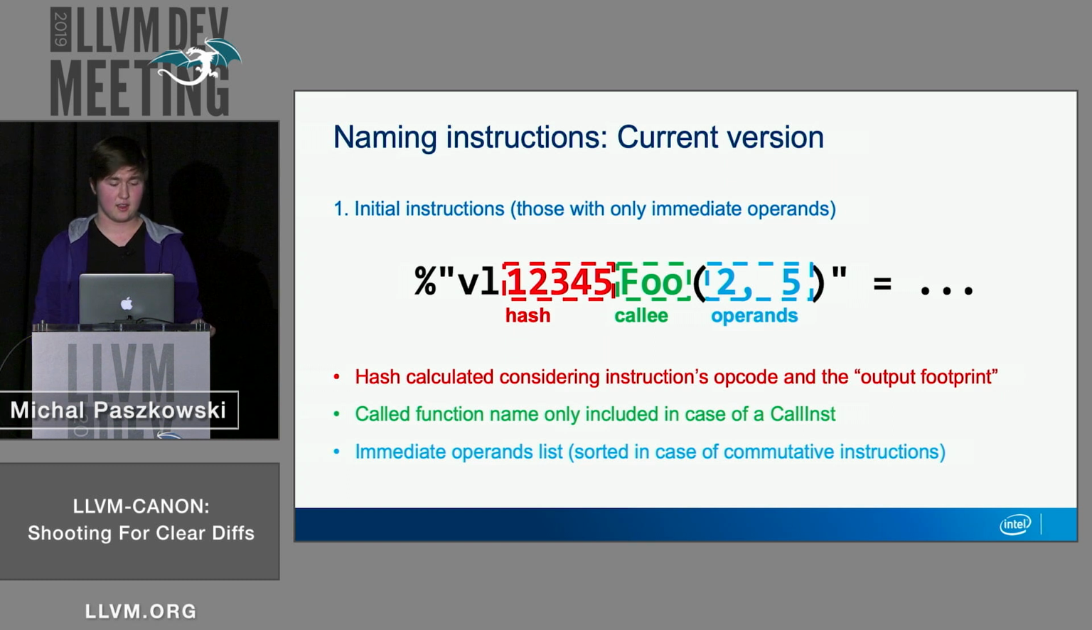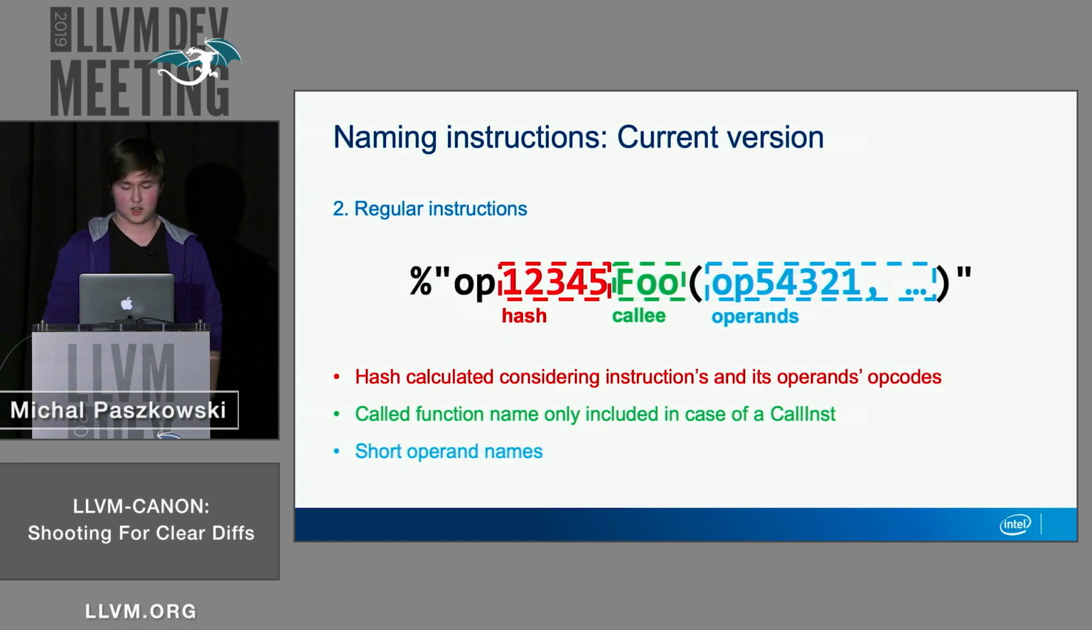Then we have the second part of the name, in green, which is the callee name. We only include that in case of call instructions, obviously. And then we have a short operand list, which we sort when an instruction is commutative.